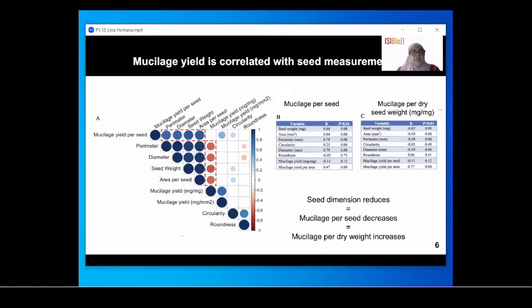Mucilage yield per seed in figure B had a positive and robust correlation with the seed weight, area, perimeter, and diameter. It also had a positive but weak correlation with the mucilage yield per area and circularity. No significant correlation was seen between mucilage yield per seed and roundness and mucilage yield per dry seed weight. In contrast, mucilage yield per seed weight was mostly negatively correlated with the seed dimension variables.